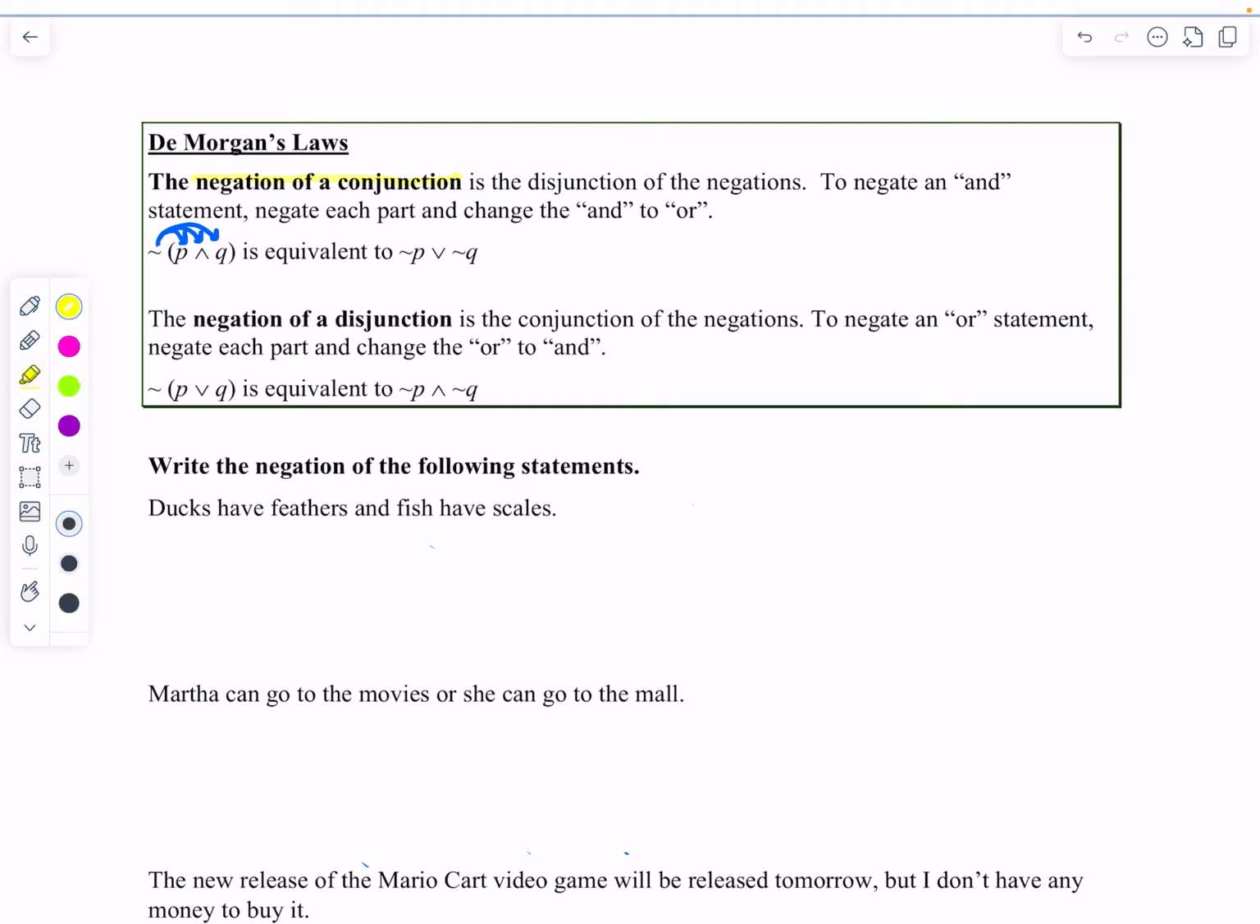Then we have the negation of the disjunction, which is the conjunction of the negations. To negate an or statement, we negate each part and then change or to and. So again, distribute. Negation of P, the or becomes an and, negation of Q. Okay, so let's go ahead and do this.